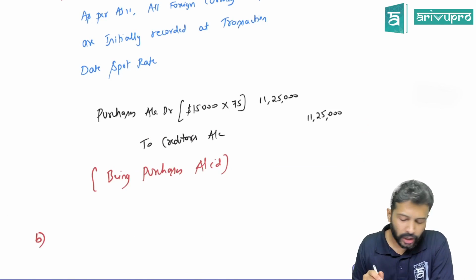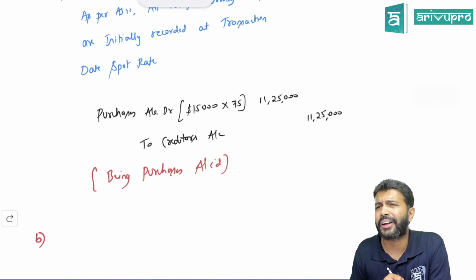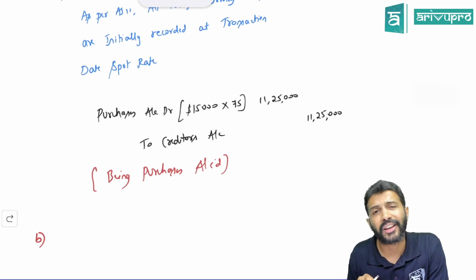Okay. Check on 31st March. Do we have any monetary item? Only 2 components you have recorded, sir. What is monetary item here? Creditor is an example of monetary item.